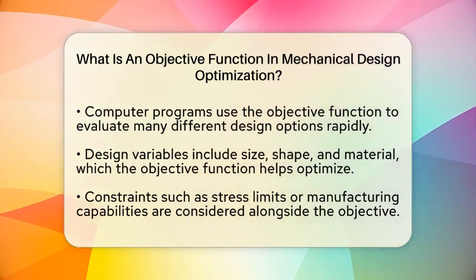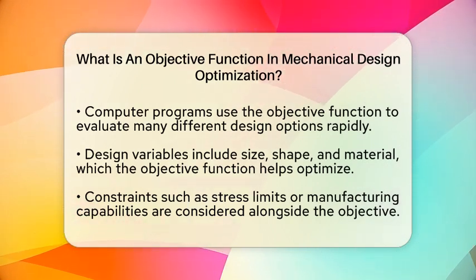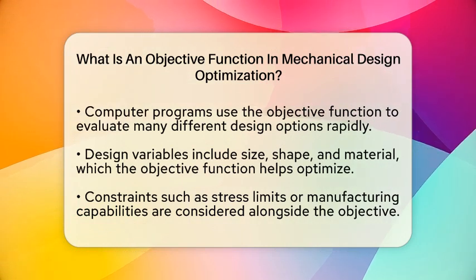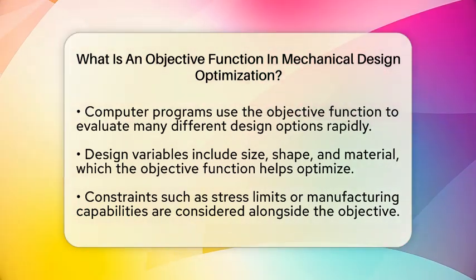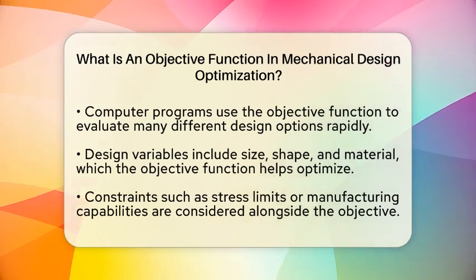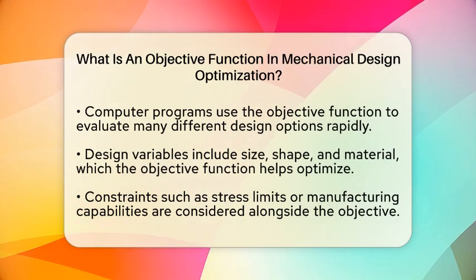Designs usually have variables you can change, like size, shape, or material. The objective function guides how to change these variables. But there are often limits or constraints, like maximum stress levels or manufacturing limits. The objective function works with these constraints to find the best balance.